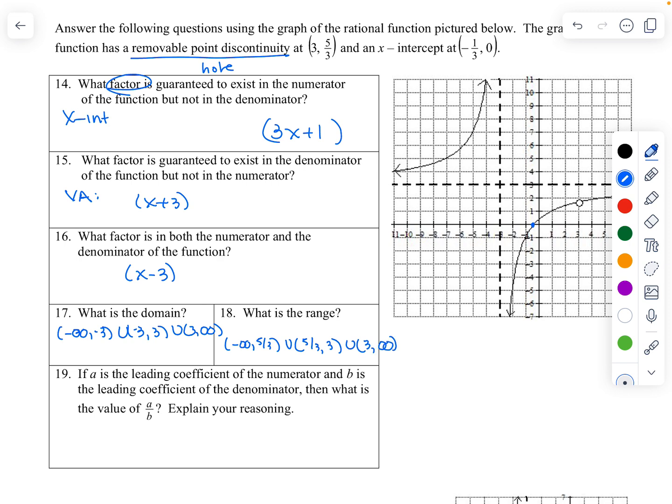Here we go. If a is the leading coefficient of the numerator and b is the leading coefficient of the denominator, what is the value of a over b? So in this case, I'm really looking at the ratio, right? I'm trying to draw attention to this ratio of the numerator and the denominator coefficients. And that would be that this would have to be a 3 over 1, right? Like I have to have a 3 over 1. Now maybe it's simplified, maybe it's not.